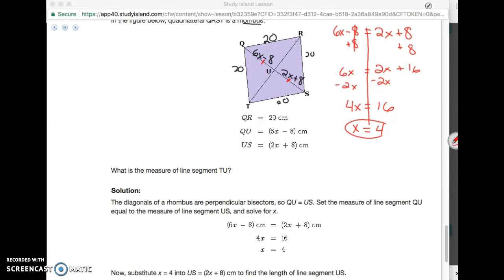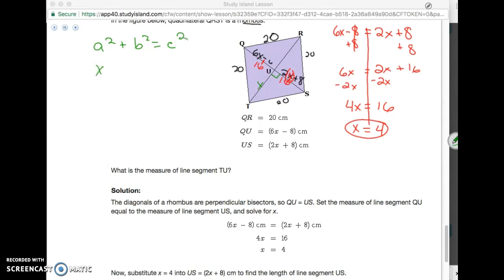So what that means, if I plug 4 in here, 2 times 4 is 8, 8 plus 8 is 16. So I know that each of these diagonals is 16, not that one there. But we know that the diagonals cut each other in half. The question is, what is the length of segment TU? Well, here's our TU. We don't know it. One thing we do know is that the diagonals make a right triangle in a rhombus. So if we use our Pythagorean theorem, that will get us to the end of the problem.